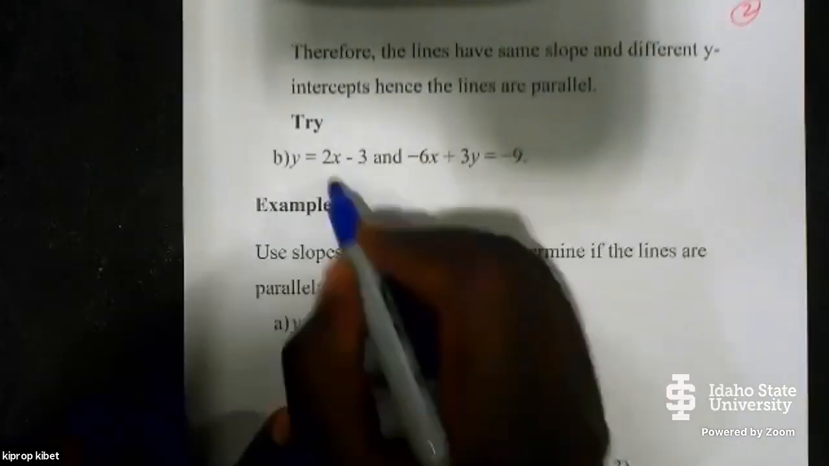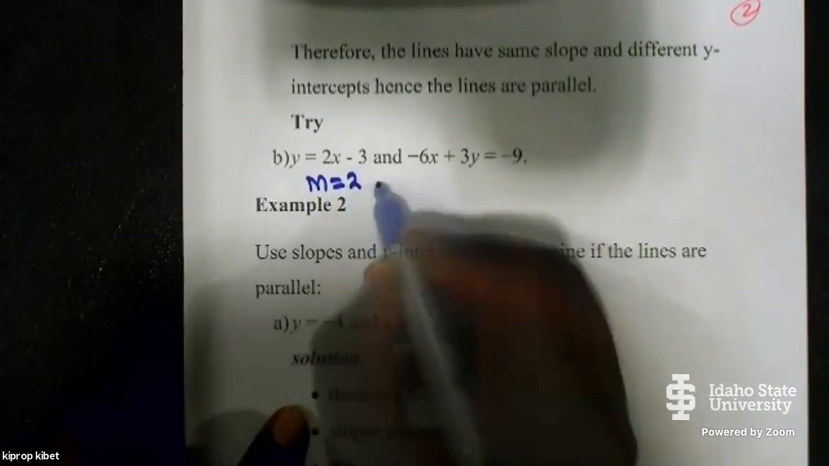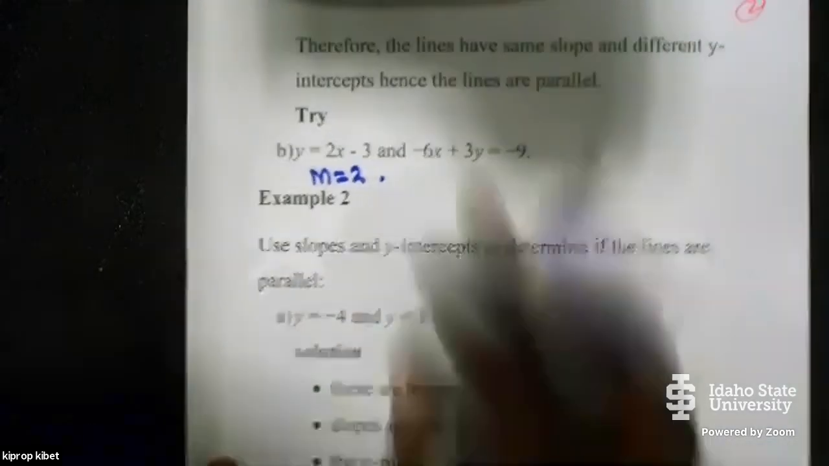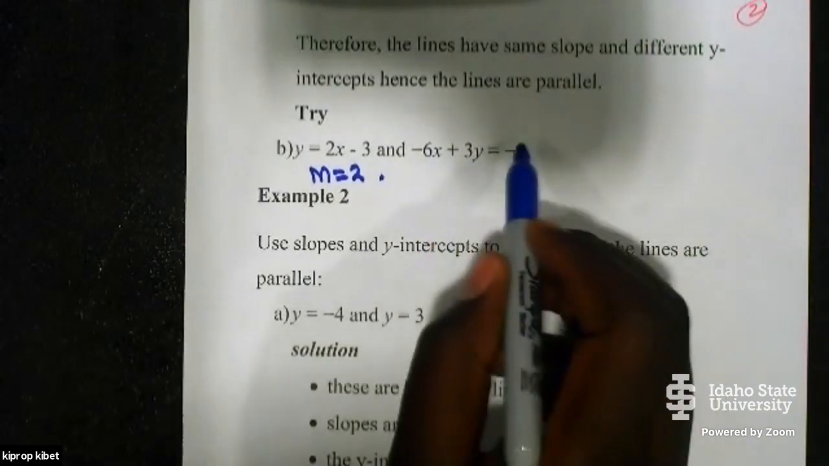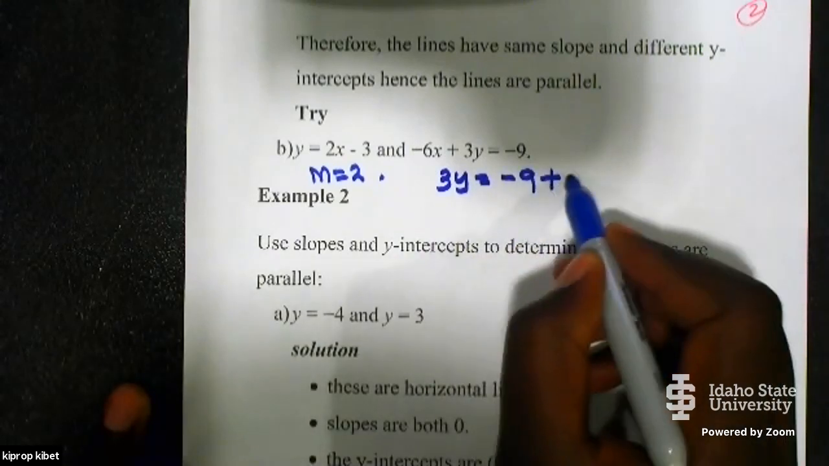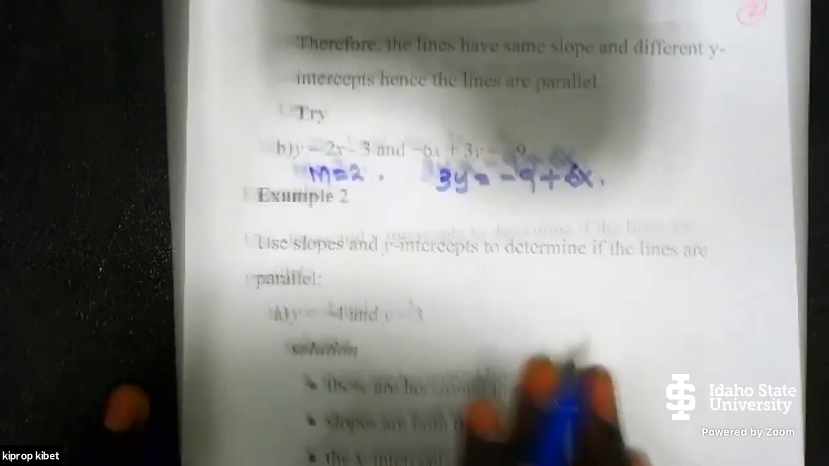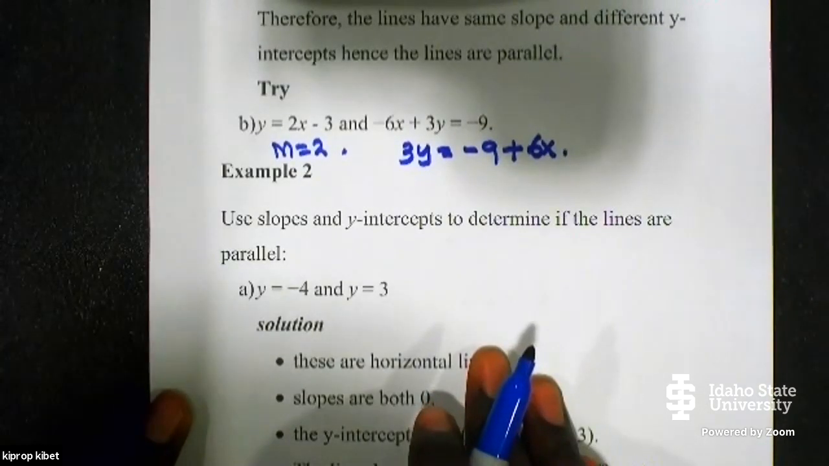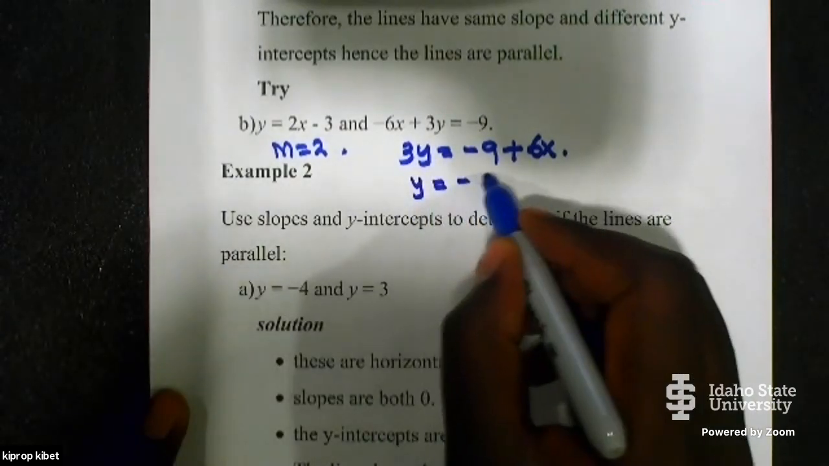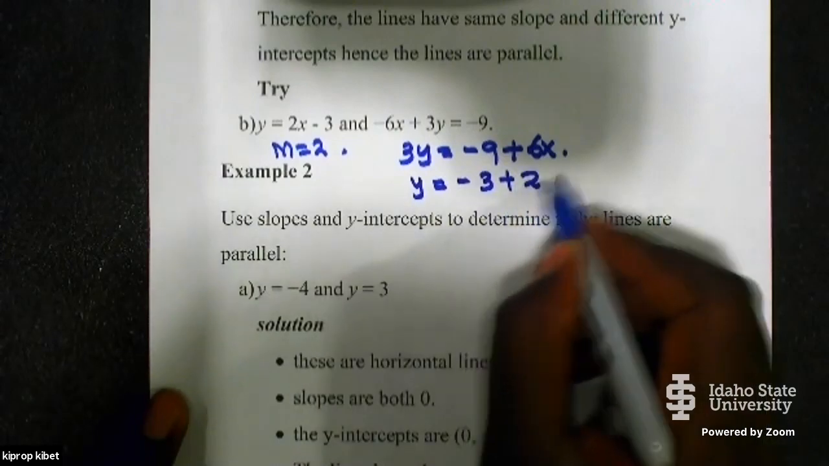So the first one, m equals 2. So check whether the second one, the gradient or the slope, will be 2. Here you take minus 6x to the other side, so it will be 3y equals minus 9 plus 6x. Then you divide everywhere by 3. So y equals minus 3 plus 2x.